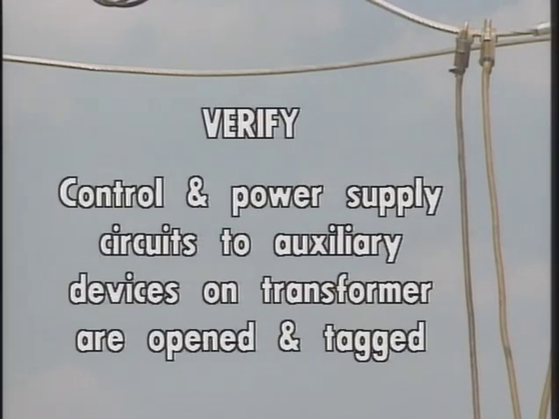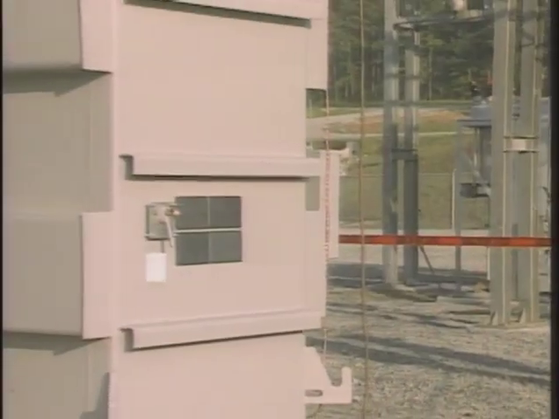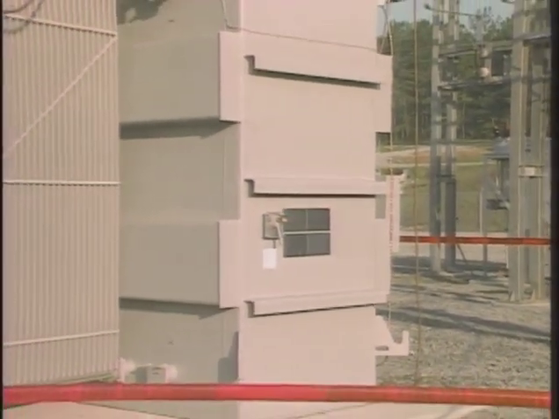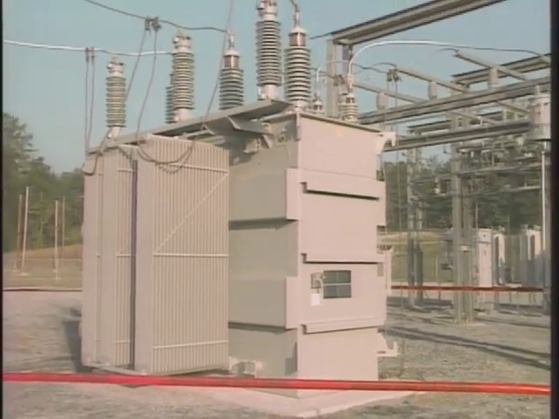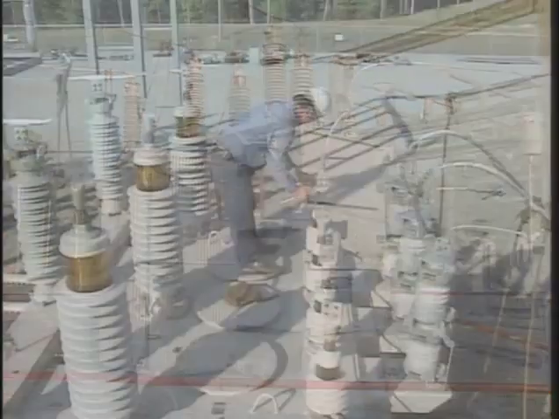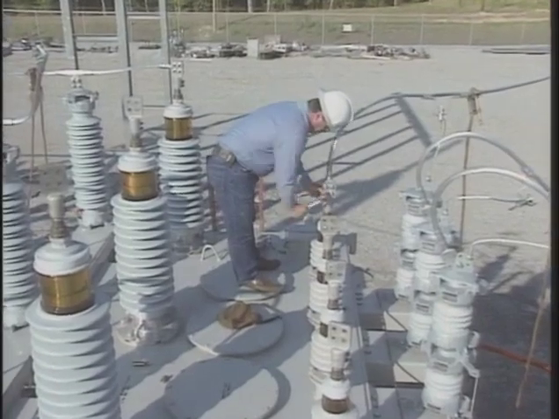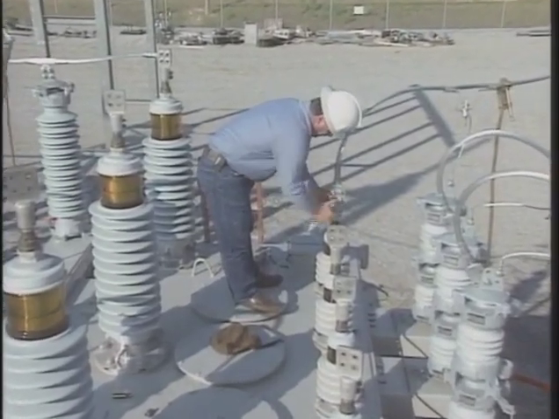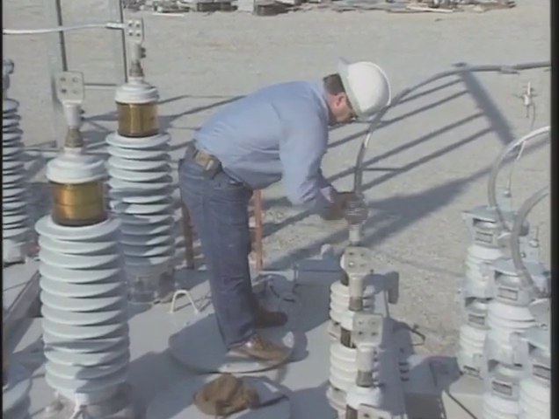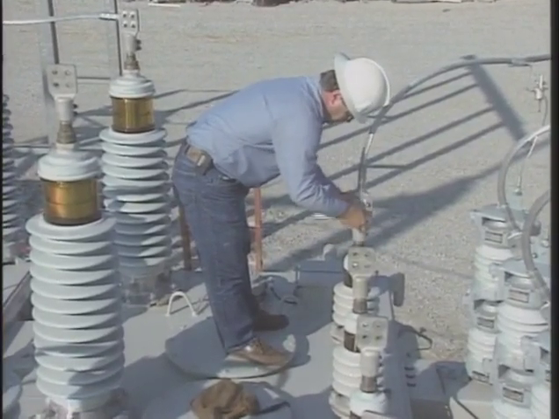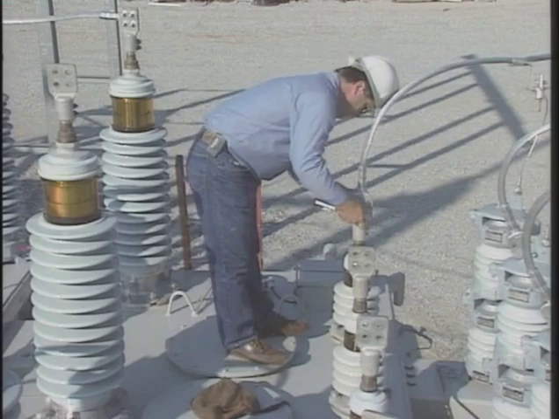It's also a good practice to ensure that control and power supply circuits to auxiliary devices on the transformer are opened and tagged. Another safety precaution is to restrict access to the work area, usually by placing barriers, ropes, or warning signs around the work area. Once the transformer has been made safe to work on and the area is secured, specific preparations for testing can be made. For example, the grounds are removed from the transformer just before the turns ratio test is performed.